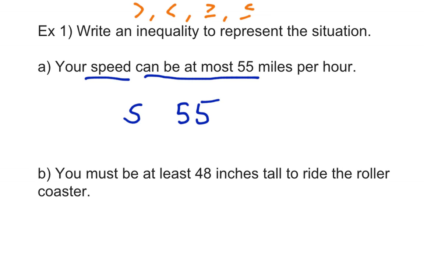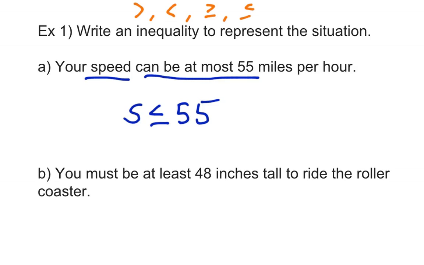If we're talking about our speed, that means we're supposed to be able to go less than 55, or it can actually be exactly 55. Since it has to be 55 miles per hour or less, we say that S is less than or equal to 55. Make sure you have that "or equal to" on there because it can be exactly 55 miles per hour or less.